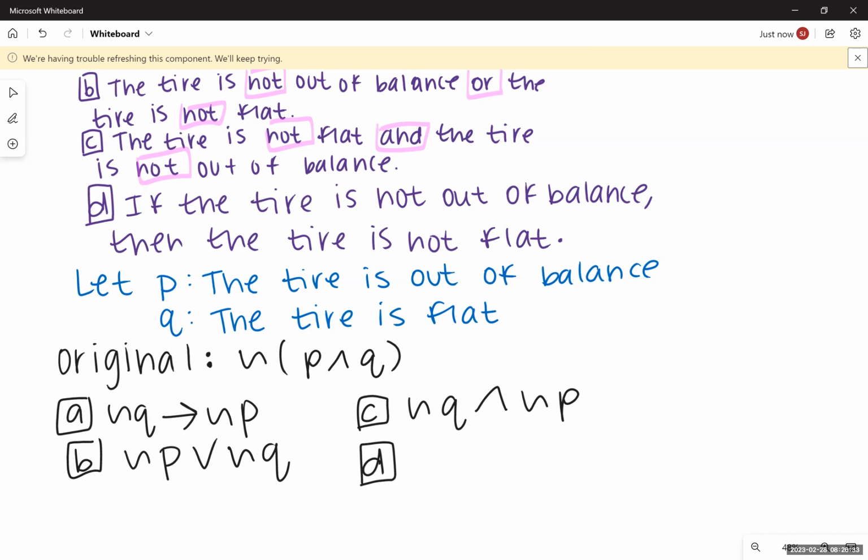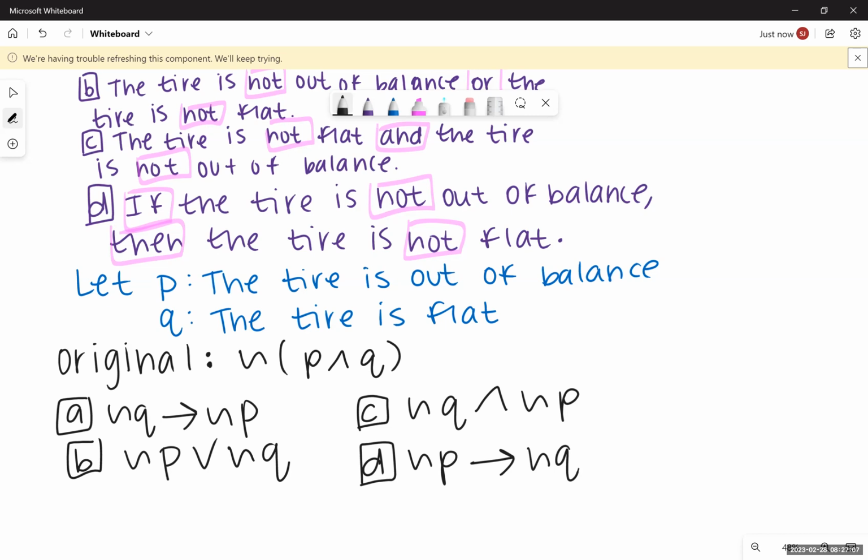Why doing this is fun. Okay, so if, then, that tells me conditional. If the tire is not out of balance, the tire is not flat. Those are my keywords. So if, then, there's my arrow. The tire is not out of balance. That's the first statement before the then, so that would actually be not P. And then it's followed by the tire is not flat, which would be not Q.